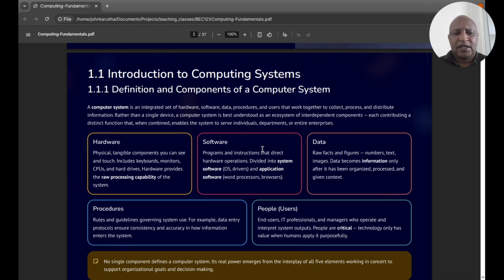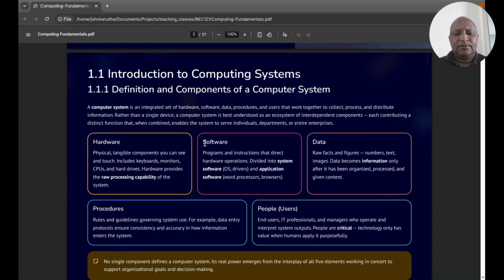So let us start with the hardware, just a basic definition. The hardware refers to the tangible components, the things that you can see and touch in a computer. Things like the keyboard, the monitor, the CPU itself, that big box, the hard drives, and so on and so on. And this is where we have the processing capability of the computer.